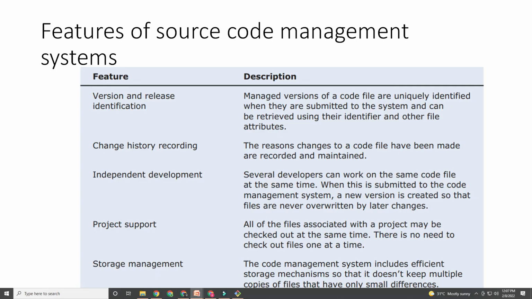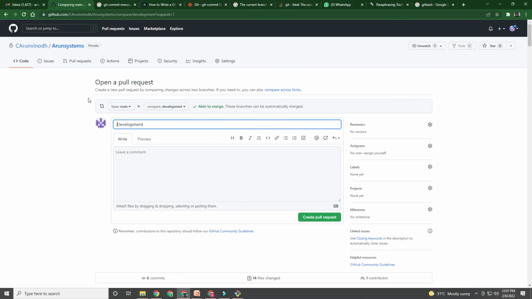So now, what are the features of a source code management system? We have already discussed that, but I will just list them out. Version and release identification: you can easily identify the release versions, and you can also easily manage the versions. You can do history recording, so you can check what happened previously. Independent development is also possible. Project support is also done. Storage management is also done, because this is a repository, so you are doing the storage management.